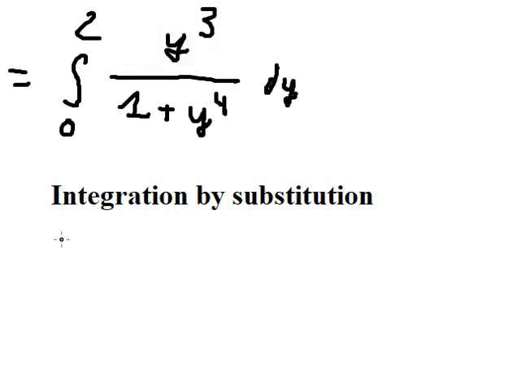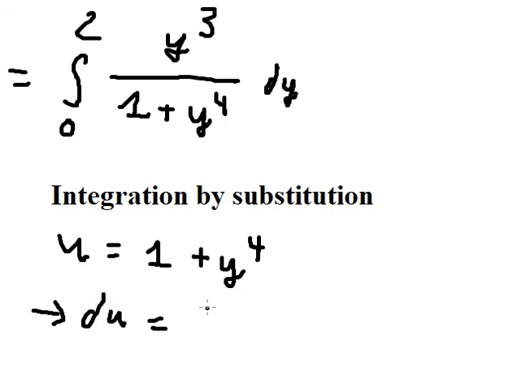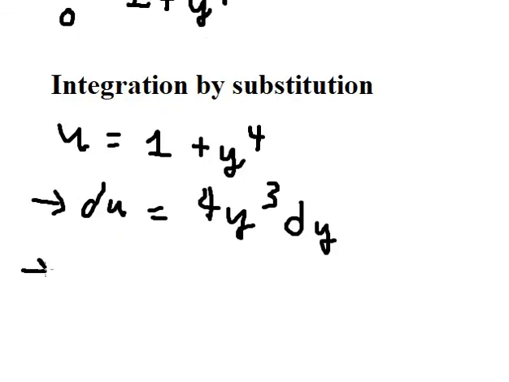So I will put about u equals to 1 plus y to the power of 4. So we do first derivative for both sides. And we have 4. Because we don't have number 4 in here, so we divide both sides by number 4.